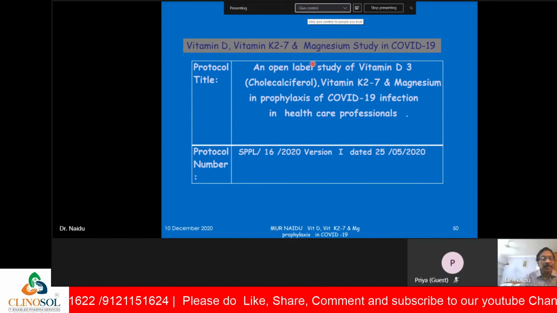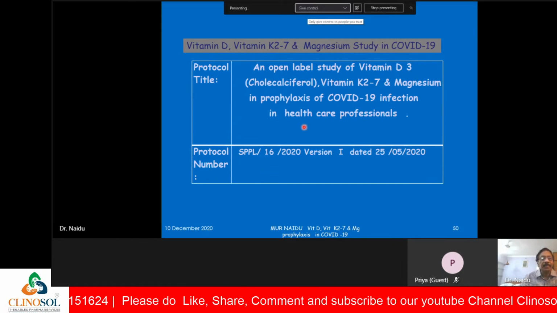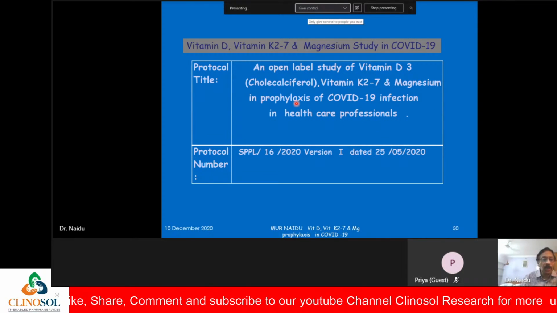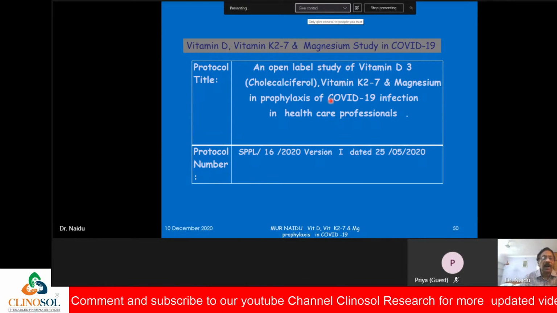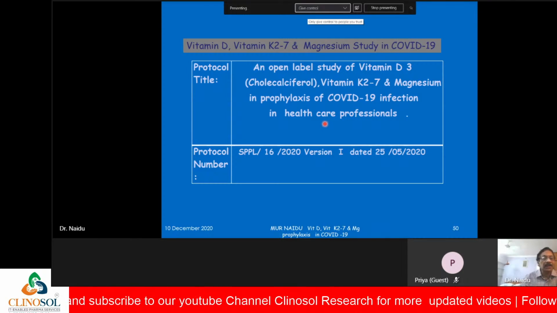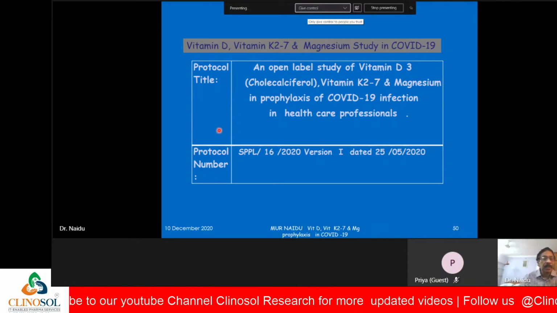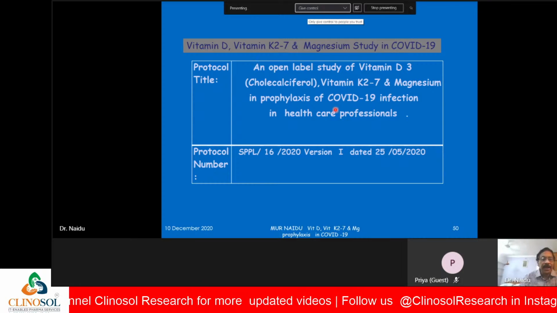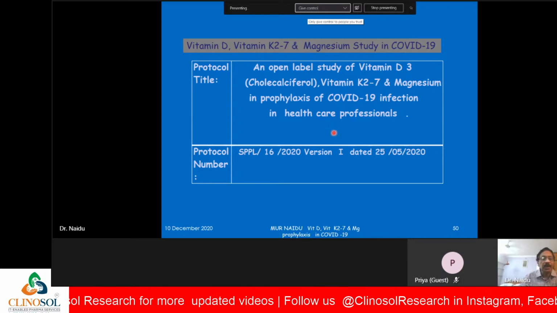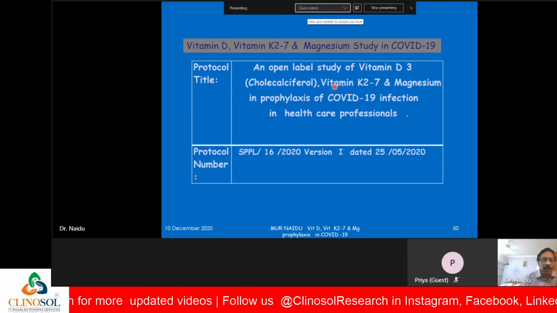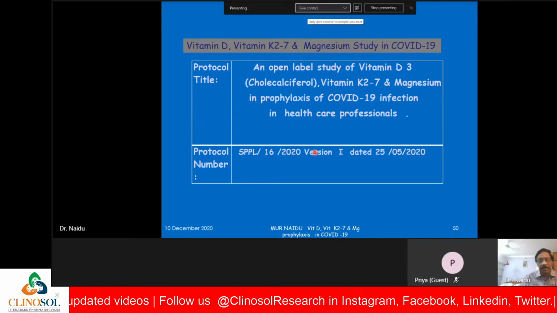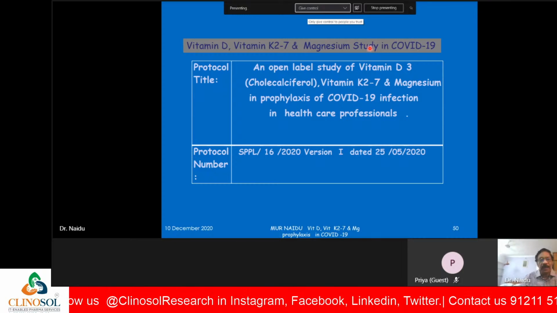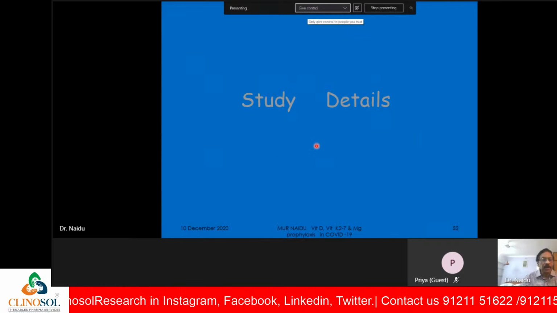We wanted to use vitamin D, vitamin K2 and magnesium in prevention for healthcare professionals, doctors, nurses, attenders, those who are attending COVID patients, they are at high risk. Till a vaccine is there, they have to use masks. It has been shown that vitamin D, vitamin K2 and magnesium can help in improving immunity. So we have proposed another preventive study in healthcare workers to use vitamin K, vitamin D and magnesium in COVID-19. These are the introduction, study details.